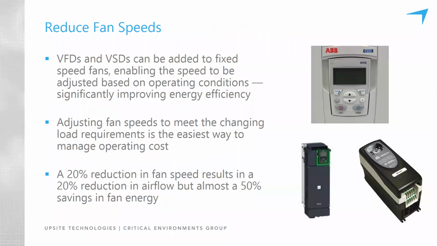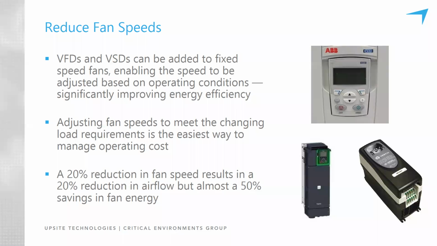So when we look at fan speeds, it's possible to retrofit cooling units with VFDs or VSDs. They take various different names. The images on the right are devices that are used to do that. And adjusting fan speeds to meet the actual airflow demand of the IT equipment in the room is the easiest way to manage operating cost. It is the lowest hanging fruit. And whenever consultants come in to help try and save money on cooling, that's what they're looking for first.